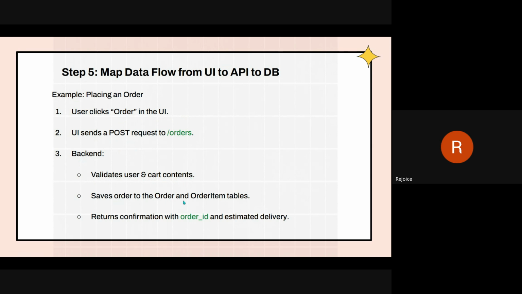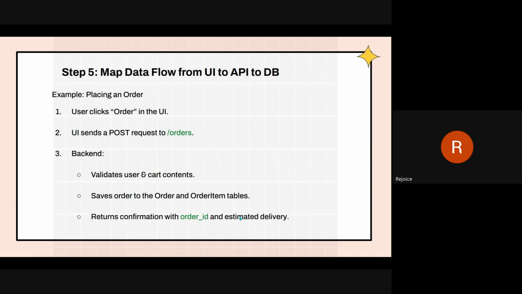It saves the order to the order and order items tables. So the information I filled in before clicking on order, it saves it. Then it returns a confirmation with the order ID. What it's returning on the response side, when you check your network tab, which is when you inspect, is that the response you get will come with the order ID, because they have just created a new order.